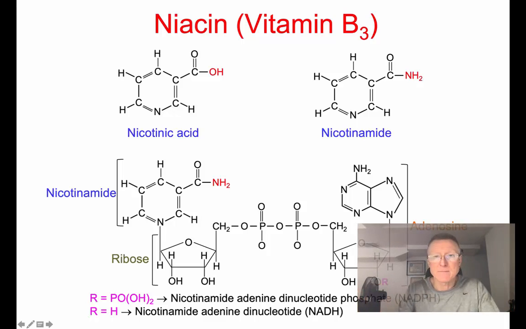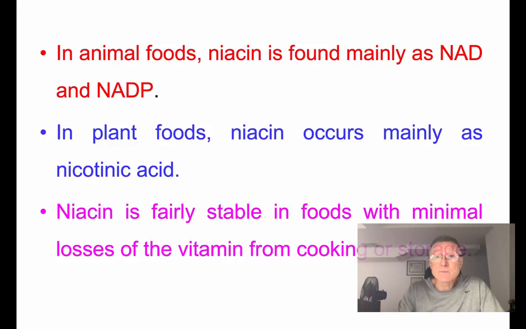So this is the main forming side of the cells. In animal foods, niacin is found mainly as NAD and NADP. In plant foods, niacin occurs mainly as nicotinic acid, again because in plants you don't need to form that molecule, that structure. So in plants you have a smaller form of the molecule that is independent of the other components that are attached to it. Niacin is fairly stable in foods with minimal losses of the vitamin from cooking or storage. So it's a pretty stable vitamin.